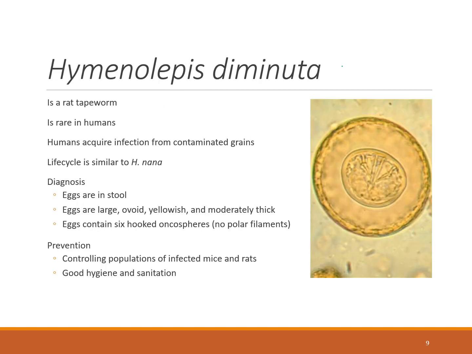Hymenolepis diminuta is known as the rat tapeworm, and this infection is rare in humans, but it does happen. It can happen with accidental ingestion of the eggs, and this can be through contaminated grain that's usually contaminated from fleas or grain beetles.